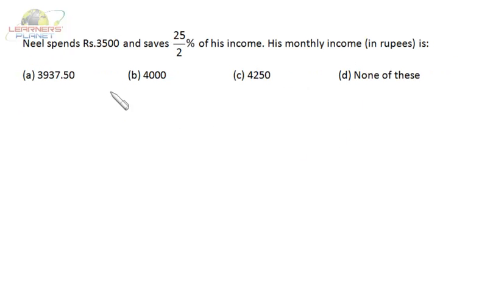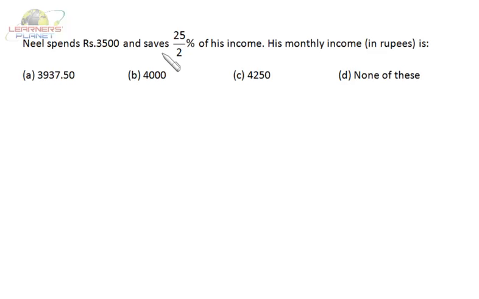Now let's see this question. Neil spends rupees 3500 and saves 25 by 2% of his income. What is his monthly income? Friends, 25 by 2% means 12.5%. In other words, we can say it is 1 by 8. That means he is saving 1 by 8 of his income. That means he is spending 7 by 8 of his income.